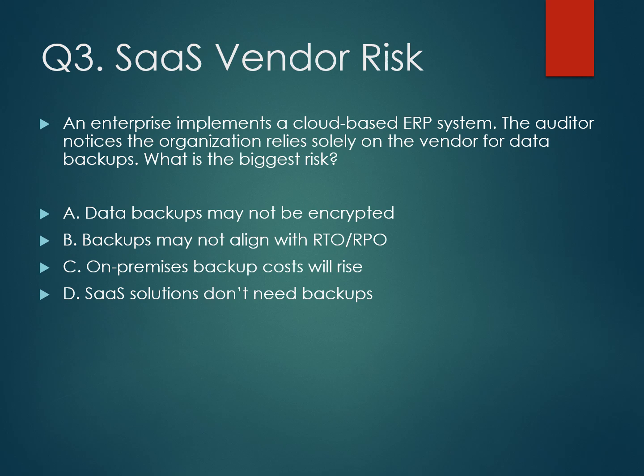What is the biggest risk? A. Data backups may not be encrypted. B. Backups may not align with RTO and RPO. C. On-premises backup costs will rise. D. SaaS solutions don't need backups.